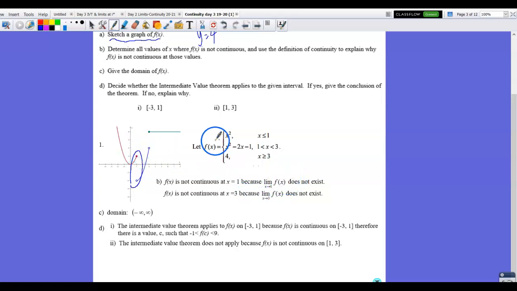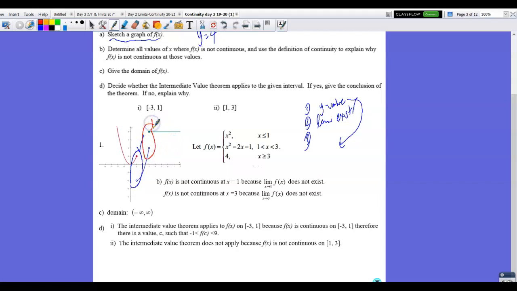Remember the 3 conditions of continuity. There has to be a y value produced, and we do have a y value here. The limit has to exist, and that's where things fall apart for us here. If the limit did exist, it has to equal the y value, and that's the third condition of continuity.